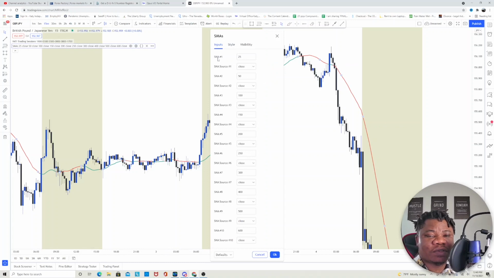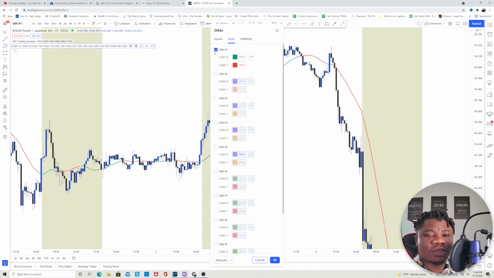You go to settings, and for this one, the first one that says SMA number one, that's all you need. You change that to 25, and then you go to style, you check the first SMA, and the rest of them you uncheck. You only need the first one, which is going to be the 25 SMA. I have my color set to green and my second color set to red. Once you're done, you click on OK.